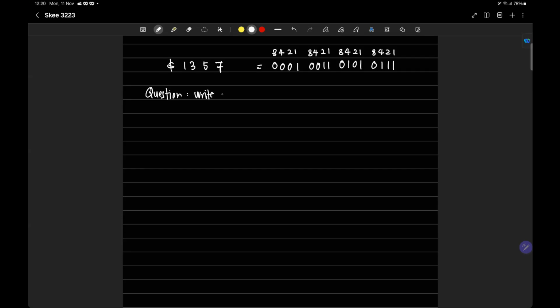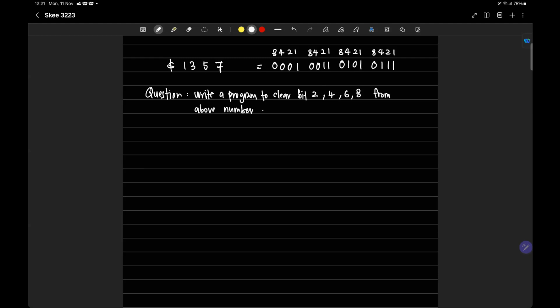And the question here is: write a program to clear bits 2, 4, 6 and 8 from the above number.